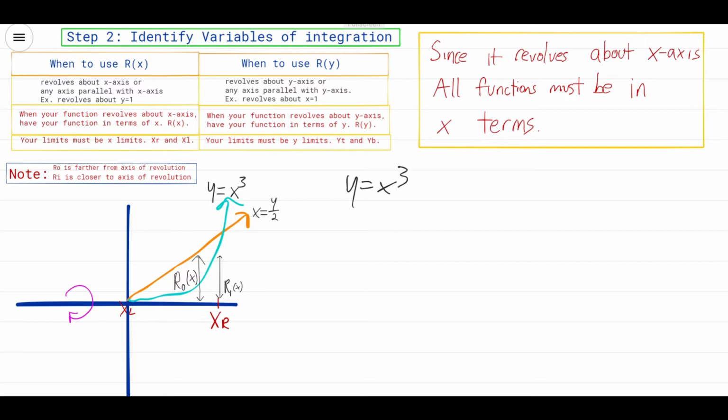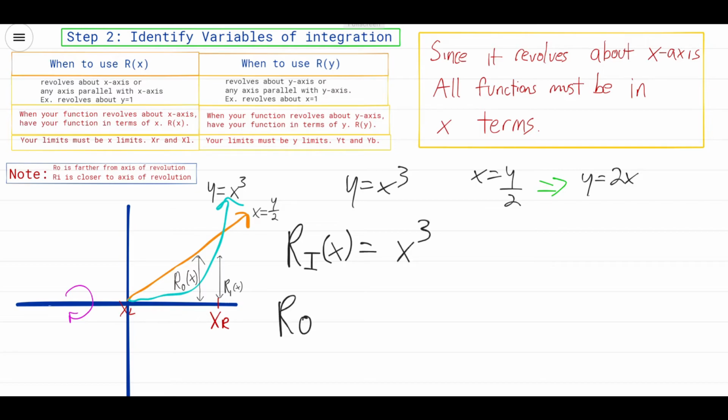So y equals x cubed. However, our other function is x equals y over 2, and this has to be in terms of x. So let's solve for y. When we solve for y, we get y is equal to 2x. Now our inner radius is the teal line, which is y equals x cubed. Our outer radius, which is the orange line, is y equals 2x, now that we've solved it in terms of x.